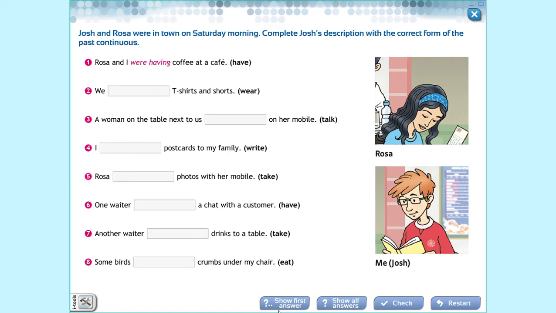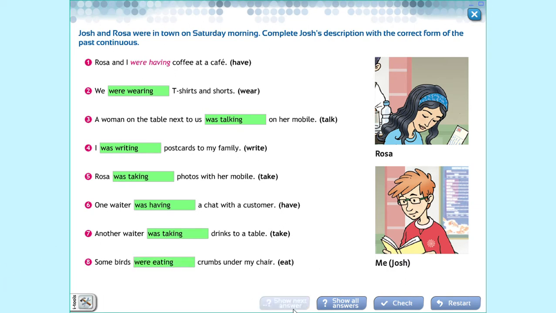The next one, it says, we were wearing t-shirts and shorts. A woman on the table next to us was talking on her mobile. I was writing postcards to my family. Rosa was taking photos with her mobile. Number 6. One waiter was having a chat with a customer. Another waiter was taking drinks to a table. And finally, some birds were eating crumbs under my chair.